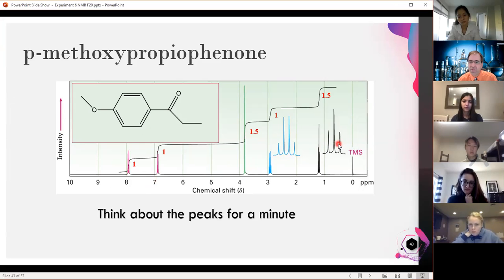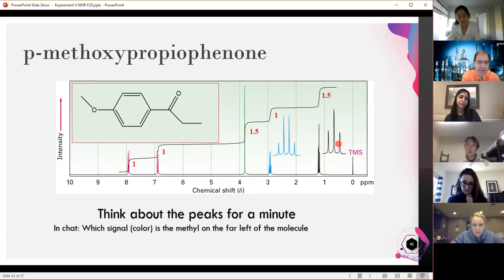So let's think about this for a minute. Think about what you've done. I can just tell you, but it's not the same as you thinking. So I've got another one for you to think about for a moment. Which color of signal, pink, green, blue, black, probably represents the methyl on the far left, this methyl out here? Because we've got a methyl here and we have a methyl here.